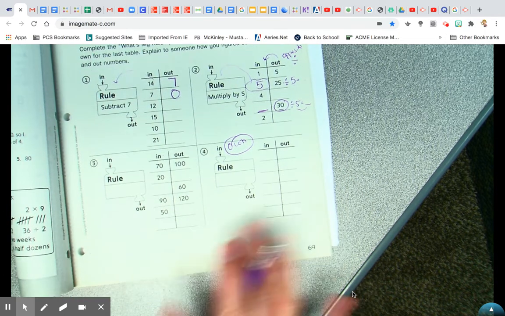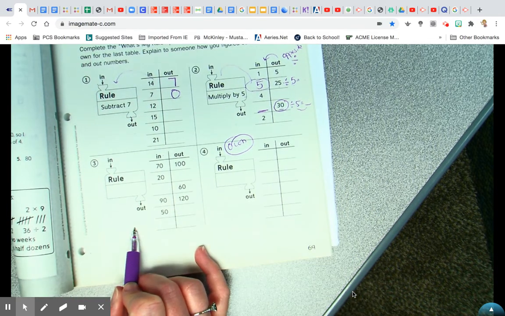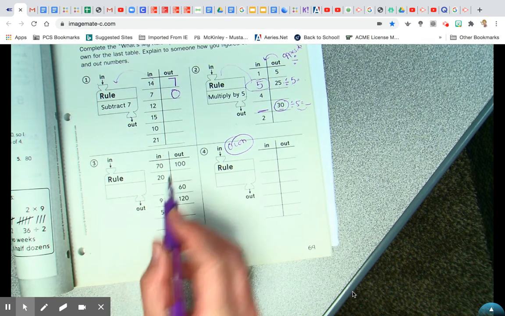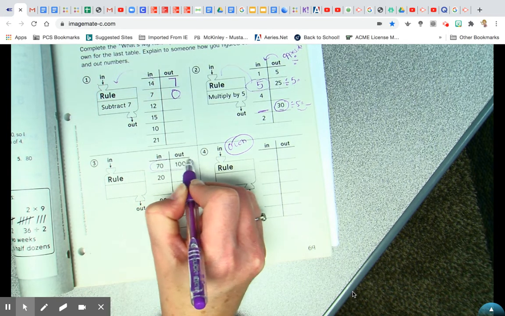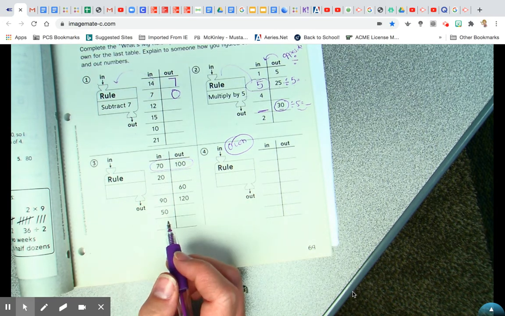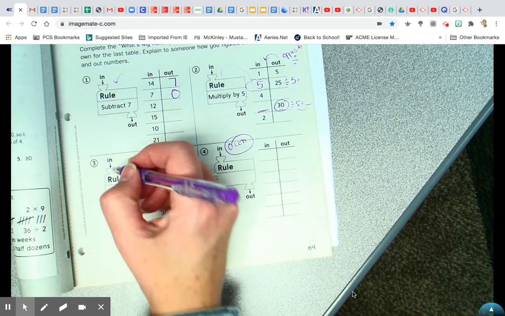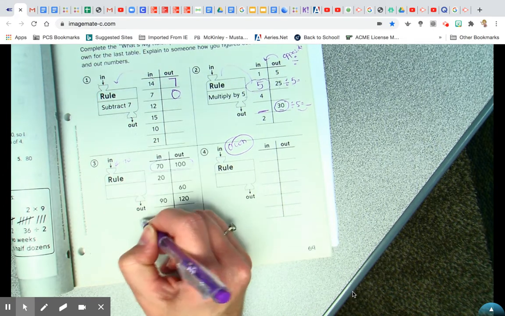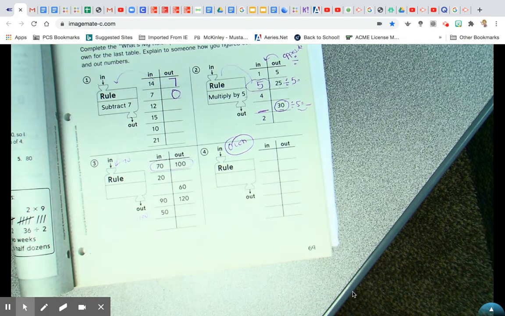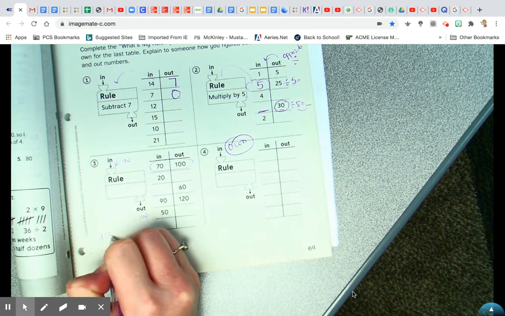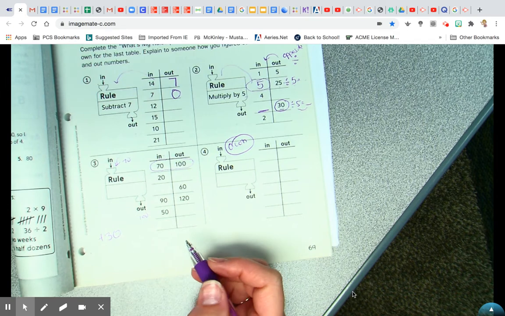All right, down here you have to figure out the rule. Okay, we're going to have to see if it's right with a couple of them. So we have 70 and a 100. Okay, so if I put in 70, how's it going to come out a 100? So maybe I added, okay, maybe I added 30. This is an option. So let's see if that works for the next set.